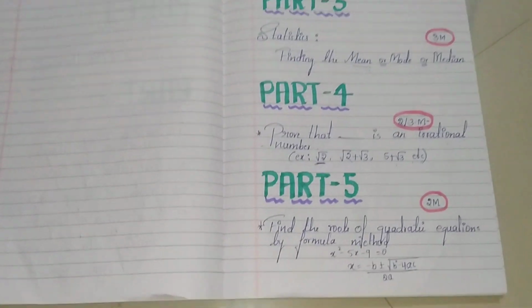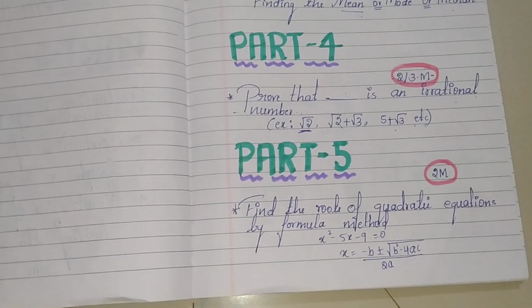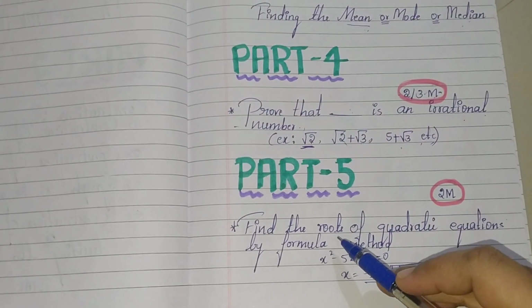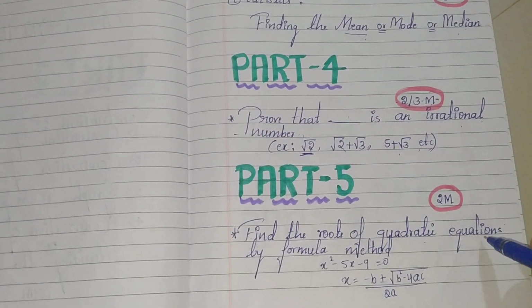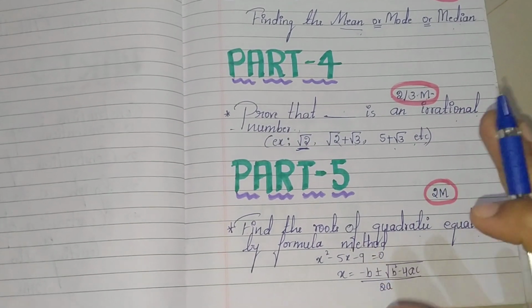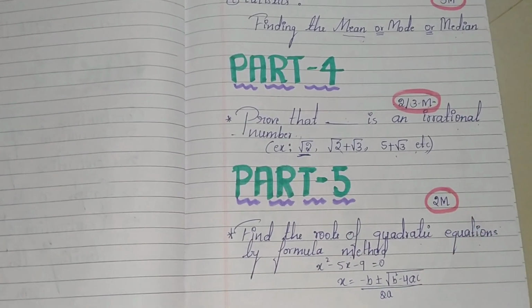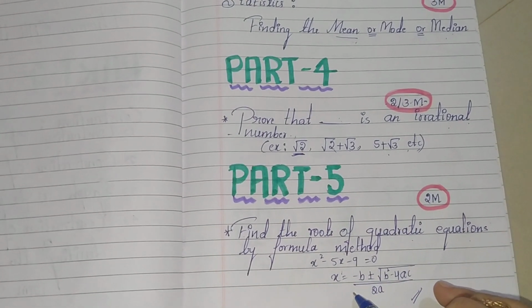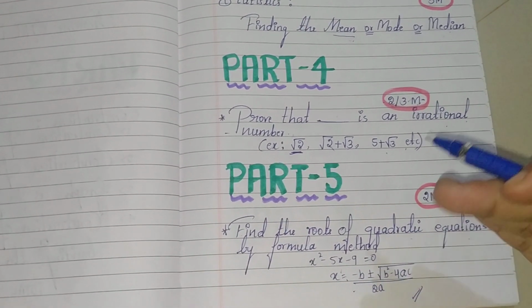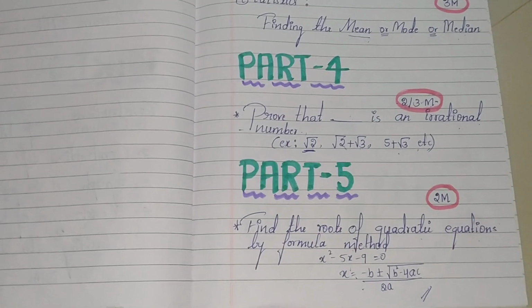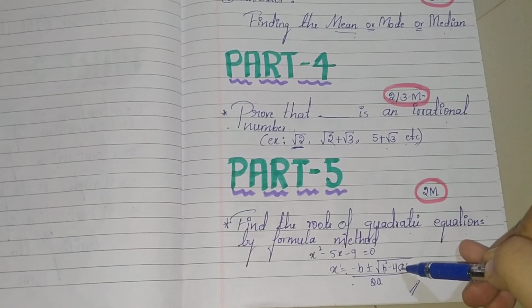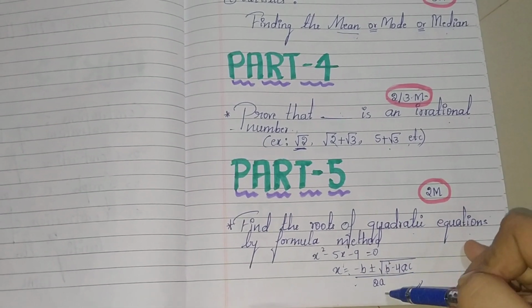Okay, so next thing is part 5. In part 5 you can see what I have given: find the roots of quadratic equations by using the formula method. To solve this problem you should know this formula first, as I explained in my previous video: x equals minus b plus or minus root of b square minus 4ac, divided by 2a.